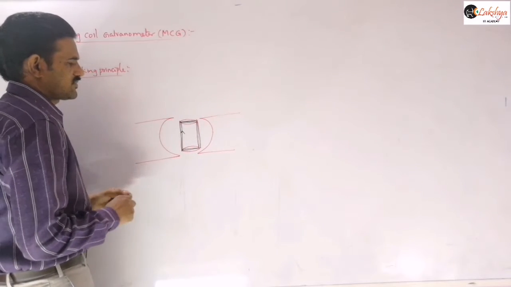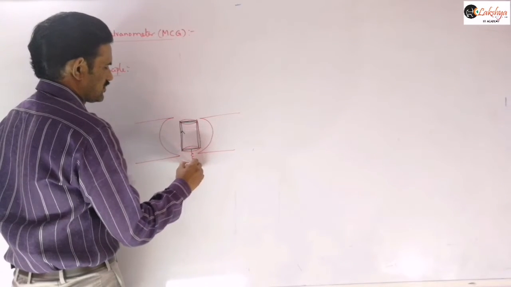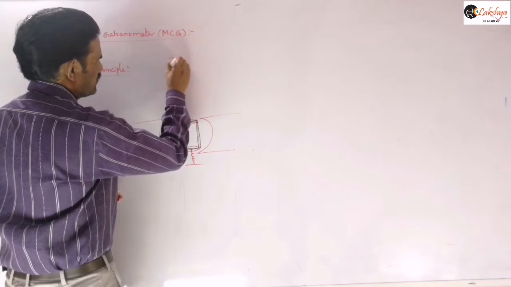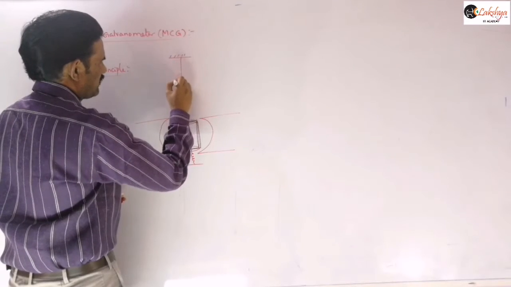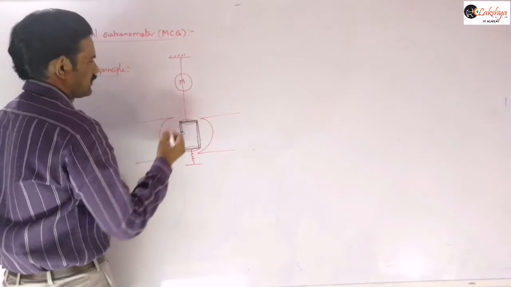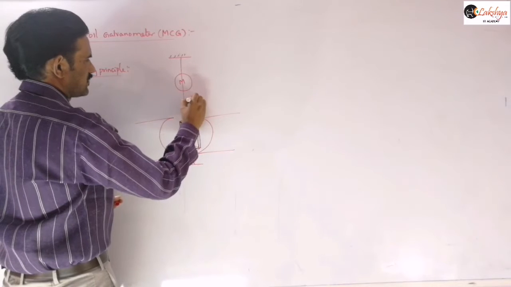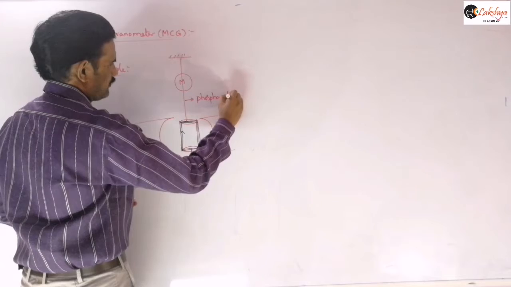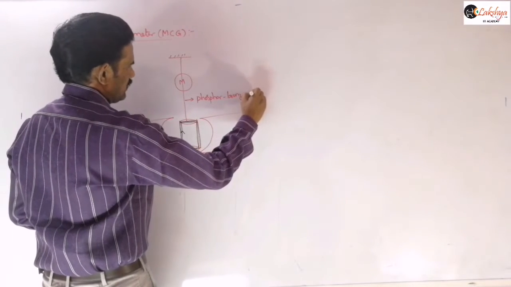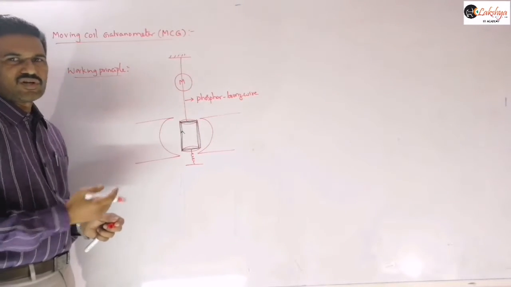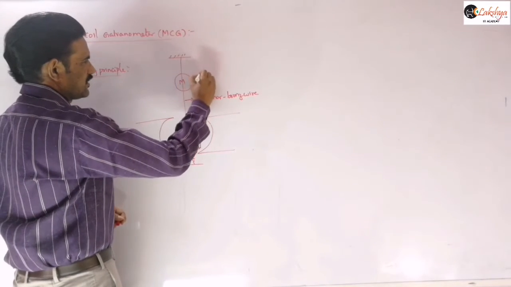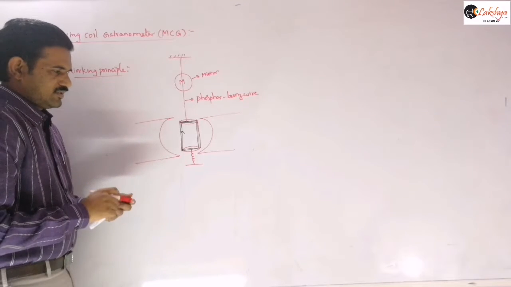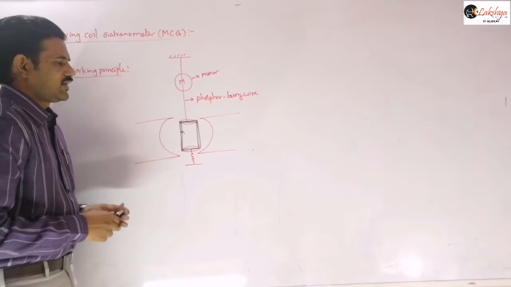So it consists of a rectangular coil, which is generally wound on this cylinder, and here some spring arrangement will be there, and it is suspended using a wire like this, and it has a mirror here. Generally we use phosphor bronze wire or quartz wire to suspend it, and this mirror is for observing the deflection produced in this coil. And this is a cylindrical arrangement.